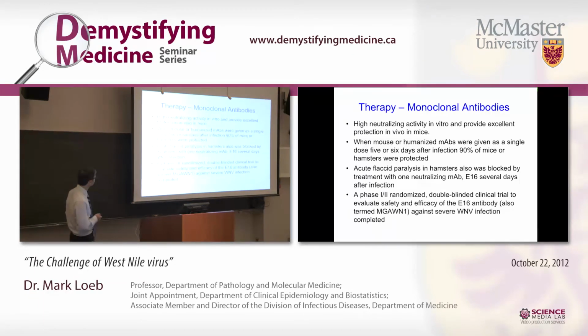In humans, the most promising therapy is monoclonal antibodies, which have high neutralizing activity in vitro and provide really good protection in vivo. In some studies, mouse or humanized antibodies, when given as a single dose 5 or 6 days after infection, protected 90% of mice or hamsters. Acute flaccid paralysis was also blocked by treatment with one neutralizing monoclonal antibody.